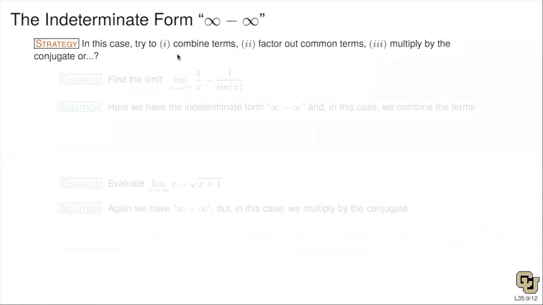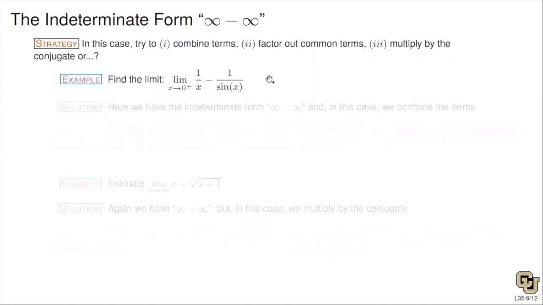There are no set rules for infinity minus infinity, and we almost go back to chapter 1 and think about all of our techniques. So we might try to combine terms, we might try to factor out a common term and cancel it. We might try to multiply by a conjugate. We might try, I don't know, a squeeze theorem, so here it's on a case-by-case basis.